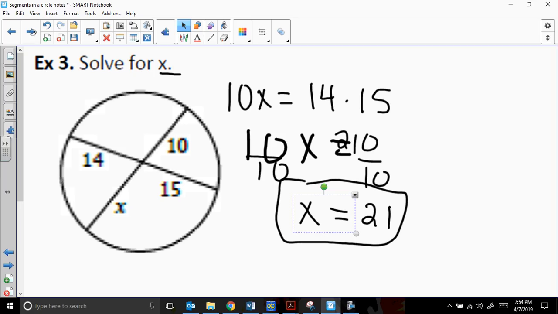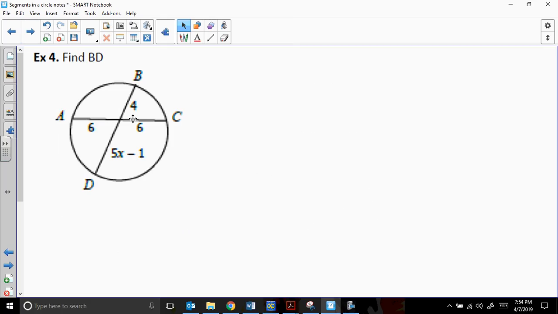All right, so let's look at example 4. So again, we still have intersecting chords here, and they want us to find BD. So make sure you know we're going to have to plug something in at the end. But we're just going to go ahead and get started and just see that this has an expression there. So we need to still multiply the pieces, but remember you got to set this up to look like distribution.